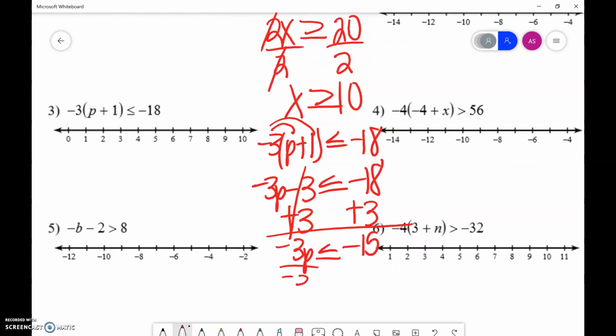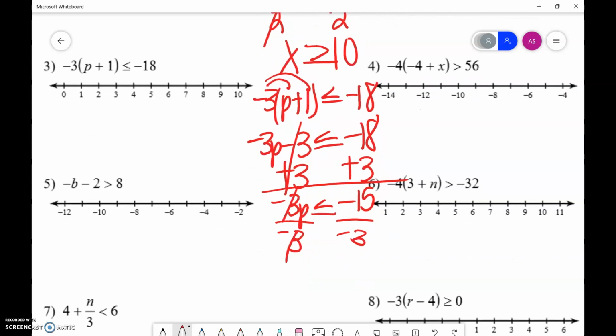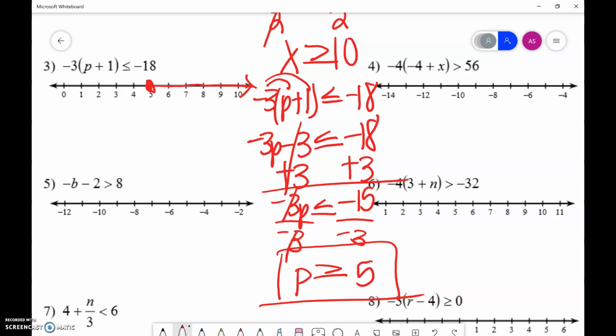Then I'm going to be dividing by negative 3, which when I divide, remember we have to flip that sign. So if we have less than or equal to, we're going to have greater than or equal to. And then that is going to be positive 5 over here. Okay, so then I'm going to put a closed dot on positive 5. And then my arrow is going to go to the right.